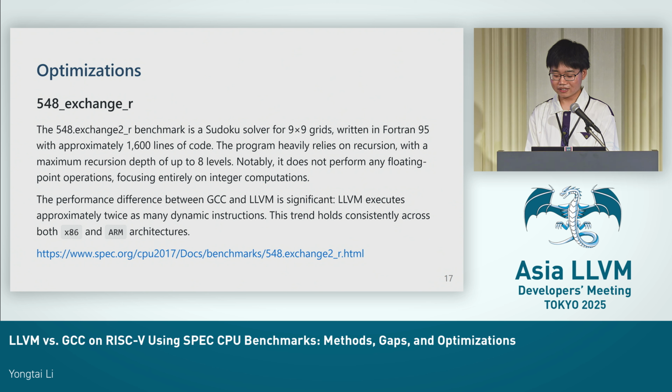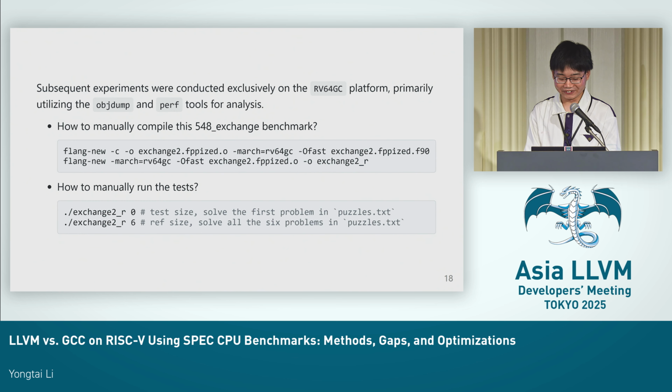It also holds on other architectures. Okay. All the later tests were conducted on the RISC-V 64GC platform, and mostly use objdump and perf to dig into things. Here is how we compile and run these benchmarks. It's quite simple since it just has one source file.